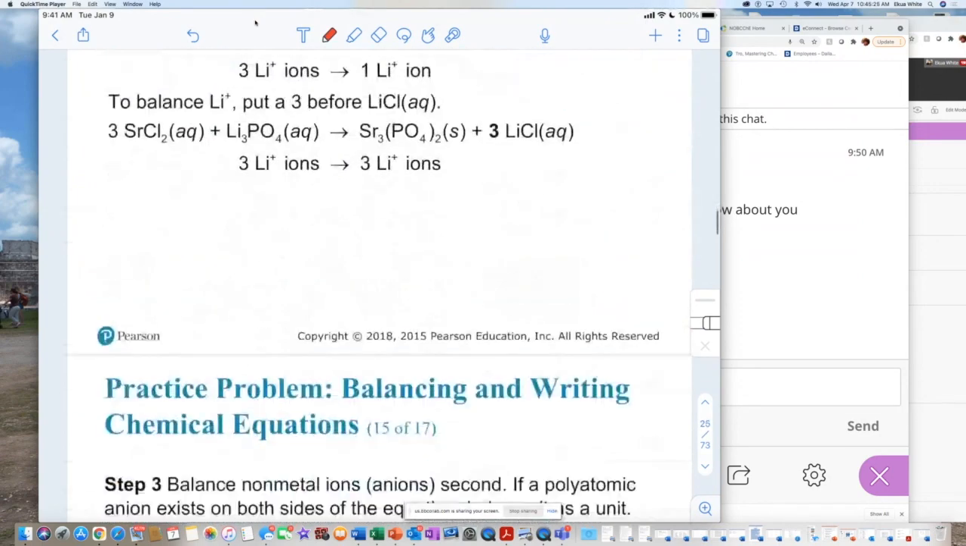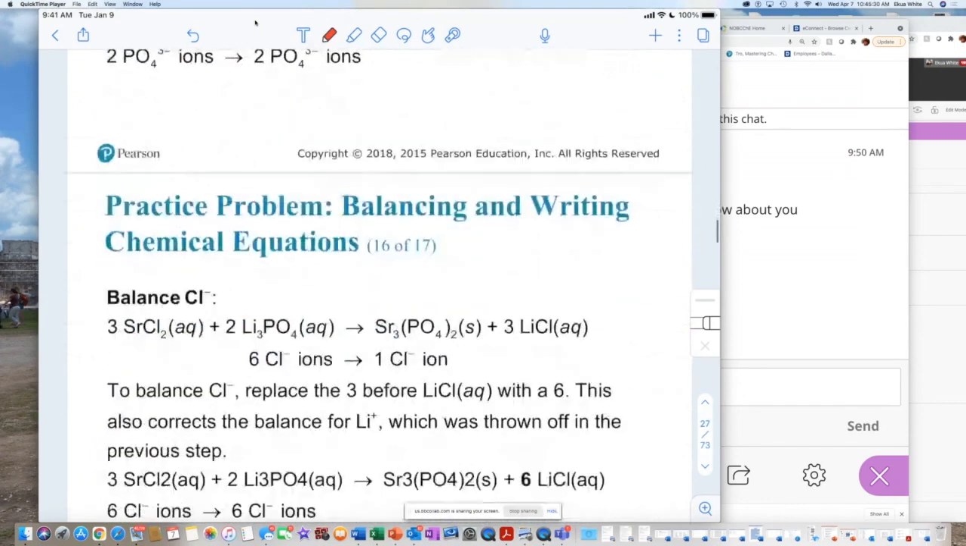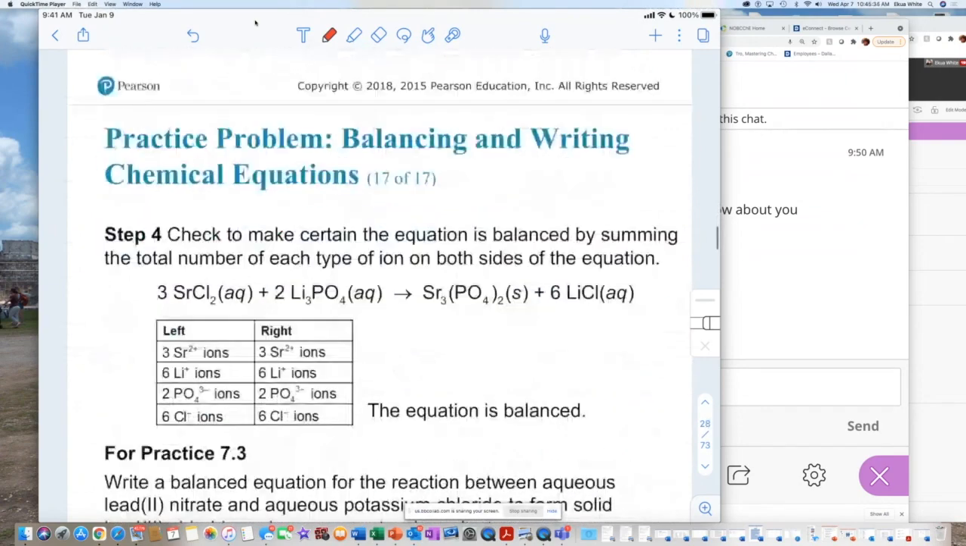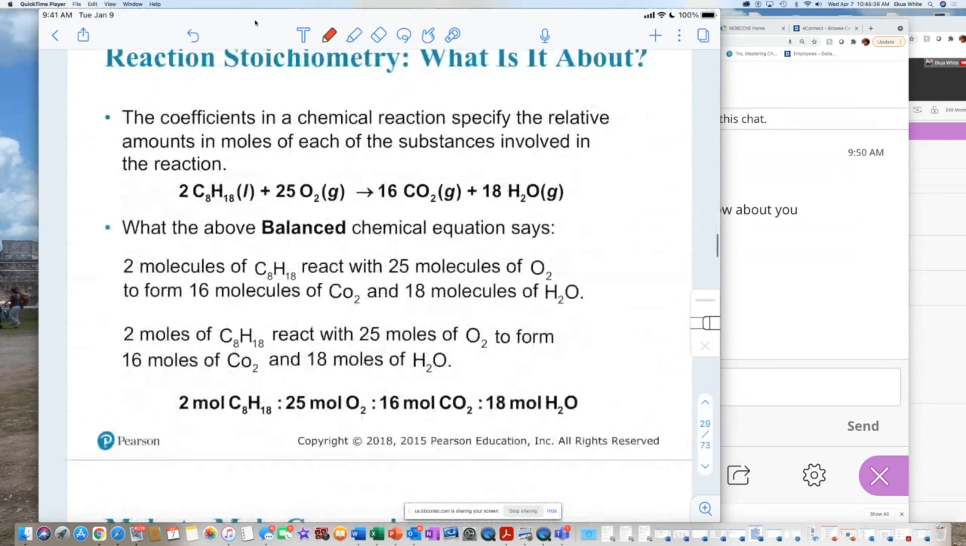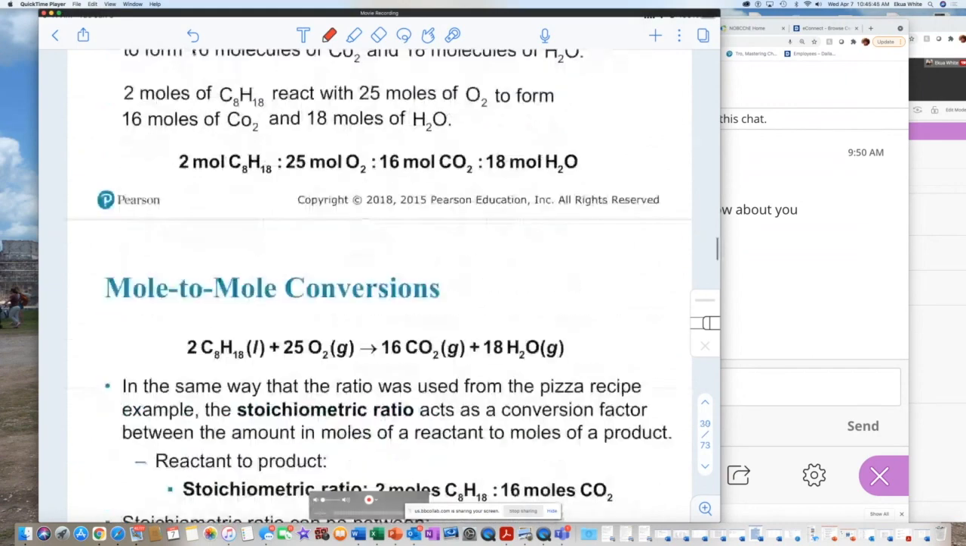Yep, they got three. They do a lot of steps. Are we there yet? Or eventually. 3, 2, 1, 6. Right. Okay. We are finally at stoichiometry. So let's see.